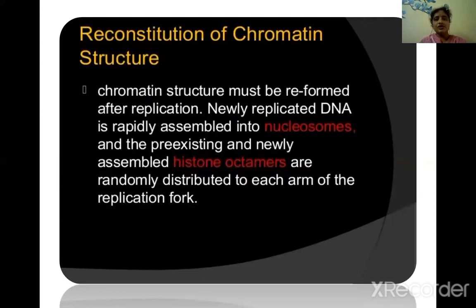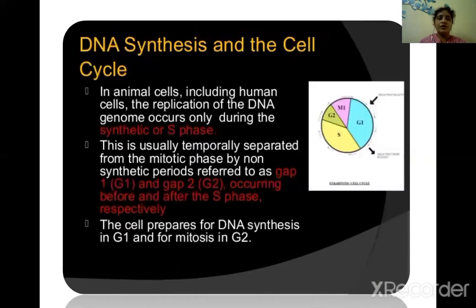Next, reconstitution of chromatin structure. This is also one of the steps in DNA replication. In this reconstitution, chromatin structure must be reformed after the replication. Newly replicated DNA is rapidly assembled into nucleosomes, and the pre-existing and newly assembled histone octamers are randomly distributed to each arm of the replication fork.